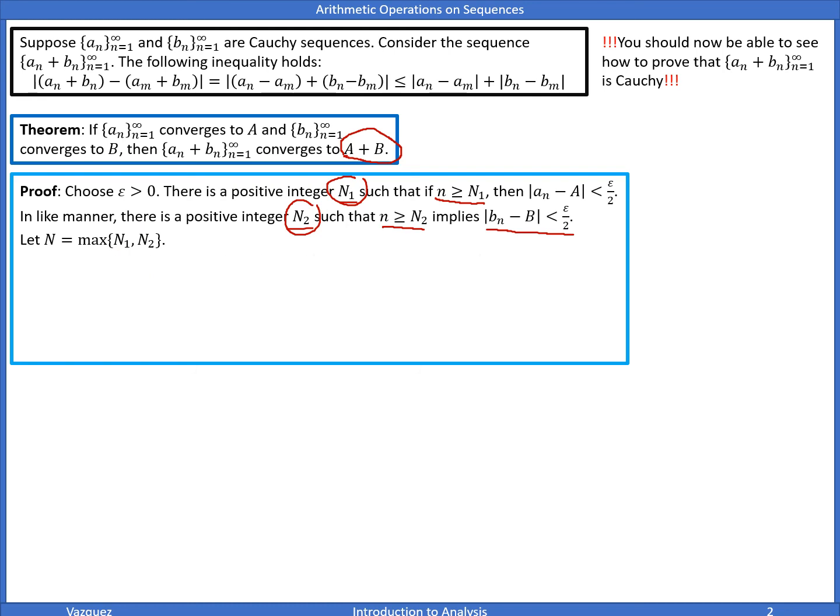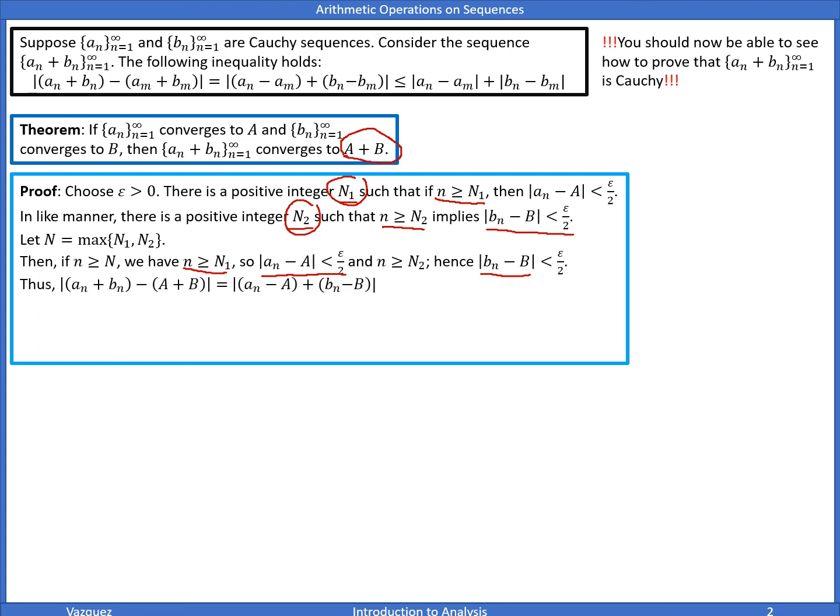Right, so then from here we say, okay, if n is greater than or equal to N, which again is our max as we defined it up here, then we have that n is greater than or equal to N1. So a_n definitely converges to a, and b_n also converges to b, and they're both less than epsilon over 2 with that choice of N.